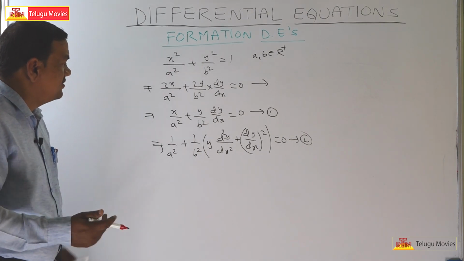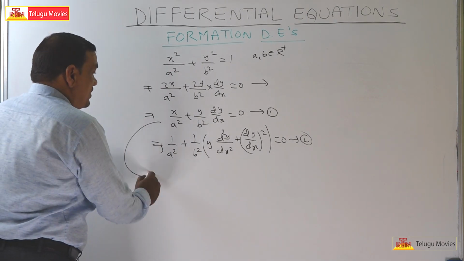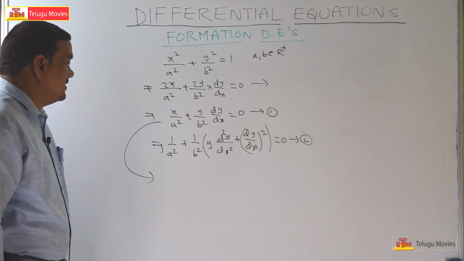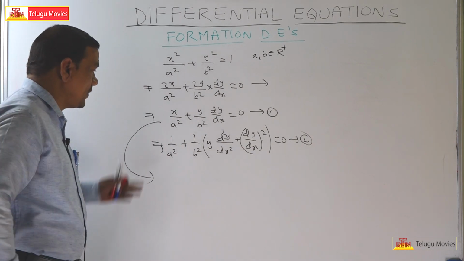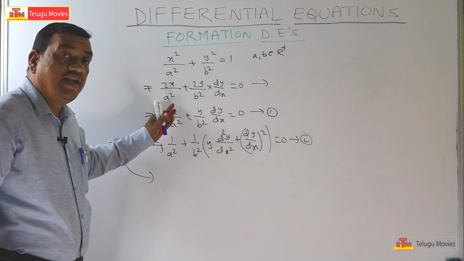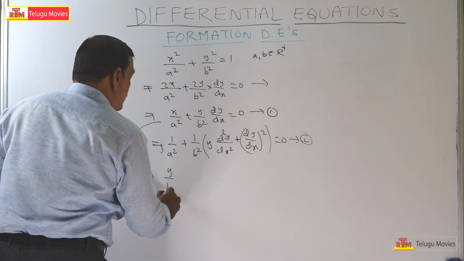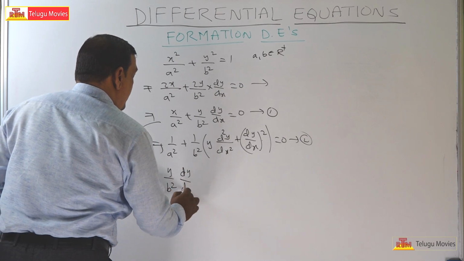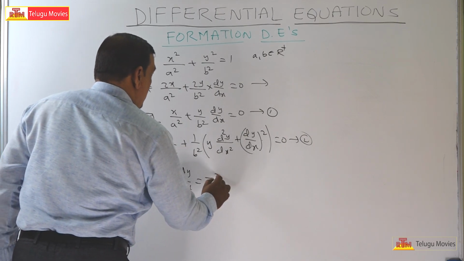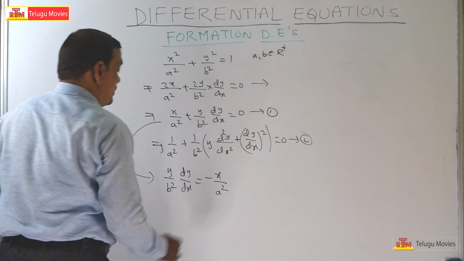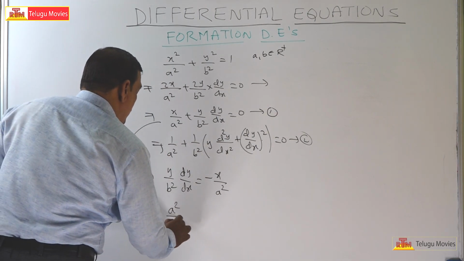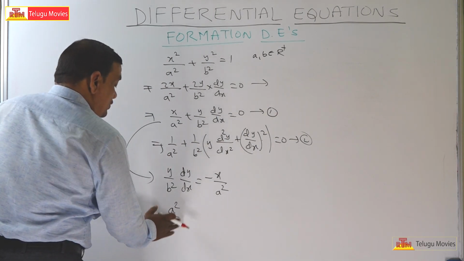How can we eliminate? So, very easy one. From this, you can take this like that. So, you find out the a square b square value here. So, this is equal to y by b square into dy by dx is equal to minus x by a square. So, this is equal to a square by, otherwise you can do like this.